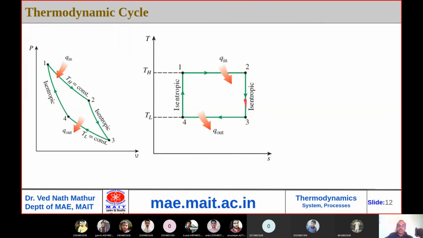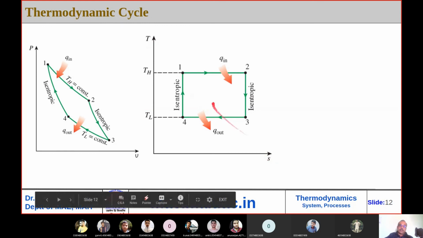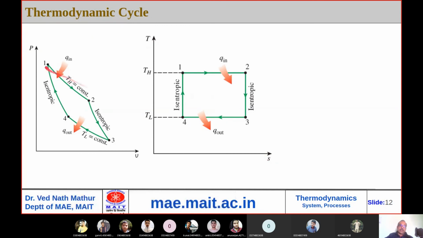It's like a vertical line. And there is no heat transfer during the process 4, 1. So net heat transfer for this particular cycle becomes the area of this cycle. The area of a thermodynamic cycle on a TS diagram is net heat transfer. Area of a cycle on a PV diagram is the net work transfer.